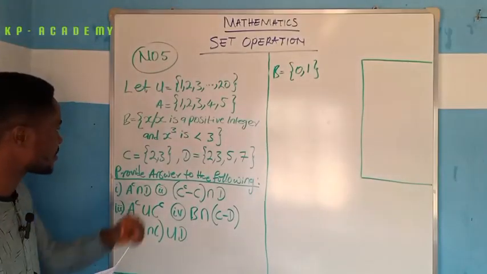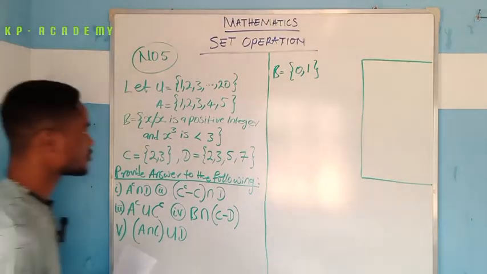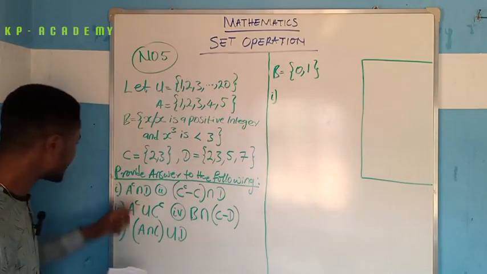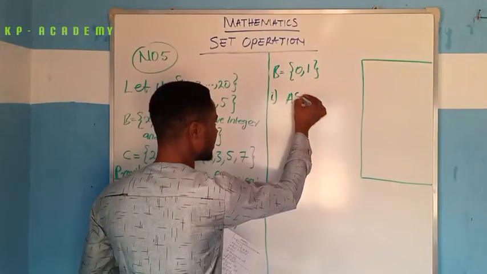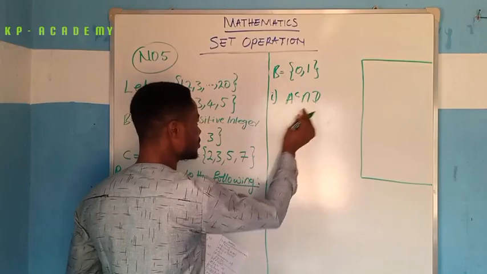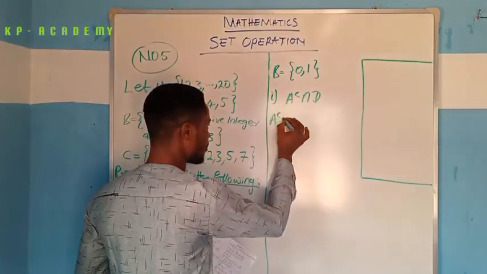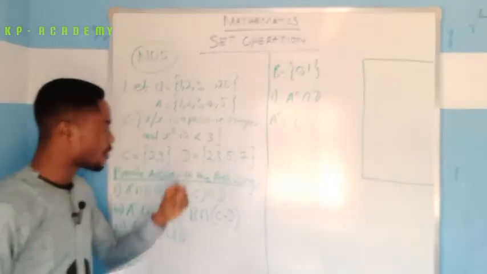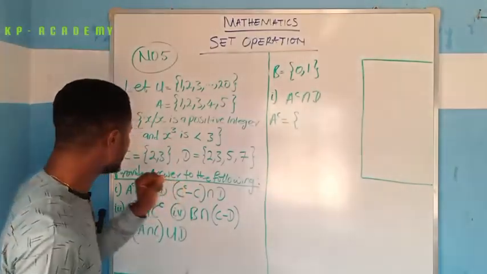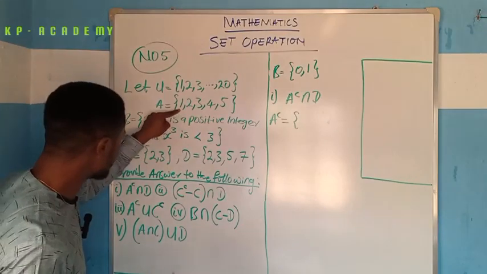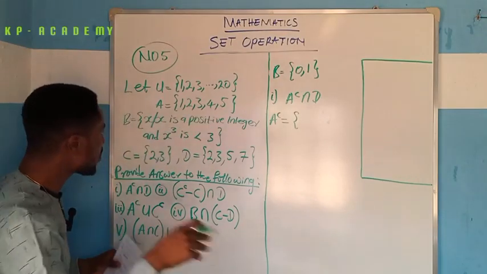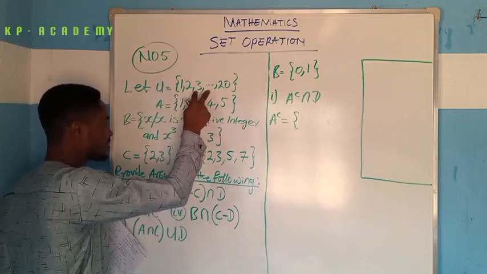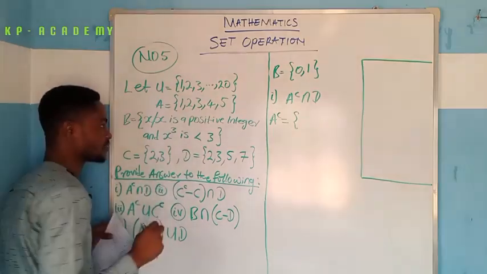Now having these sets, we can find whatever they are asking us to find. So let's start with the first, I. I says A complement intersection D. Now for A complement intersection D, we need to first of all find A complement. Now don't forget what I explained in my previous video about what A complement means. If we are given set A, in this case set A is the set of numbers from 1 to 5. And if we want to get the complement of A, it will be all the numbers that are in the universal set, but they are not in the given set. It's as simple as that.